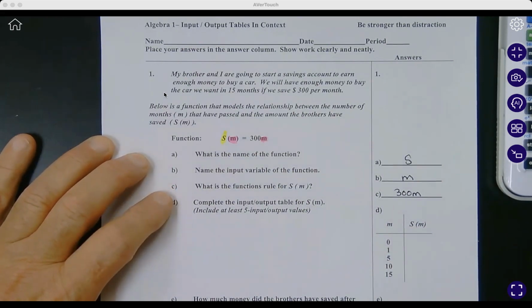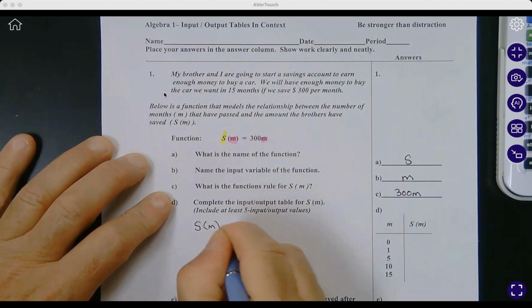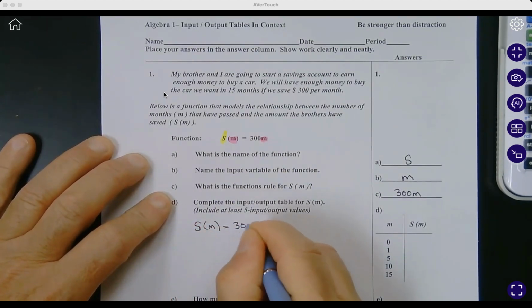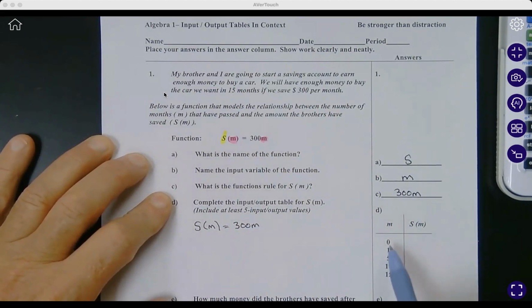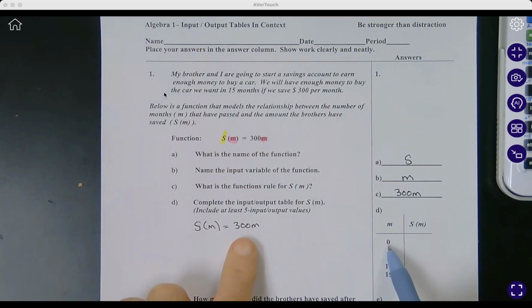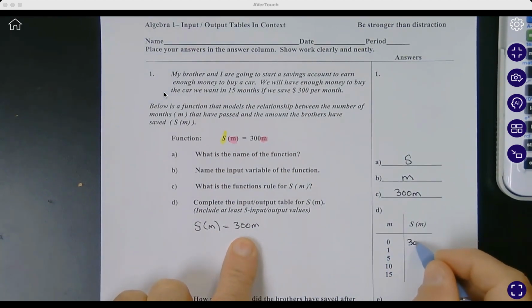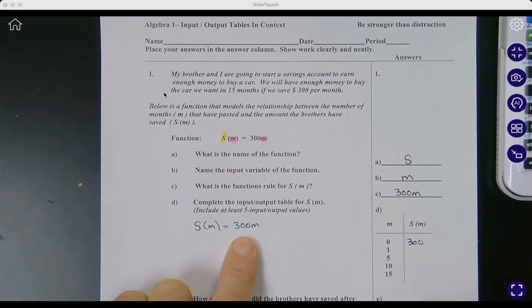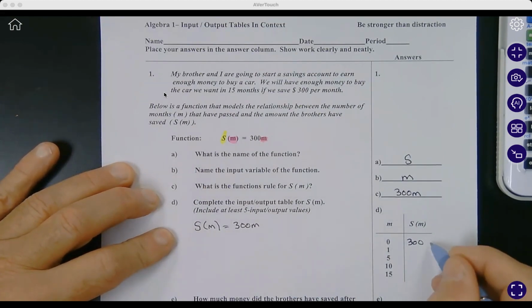Complete the input-output table using 5 inputs and outputs. So I know to complete the table, I'm going to use my function, which models the amount of money the brothers will have. So if I have 0 months that I've been saving, so this is the day we start the savings account, at 0 months, I have $0.